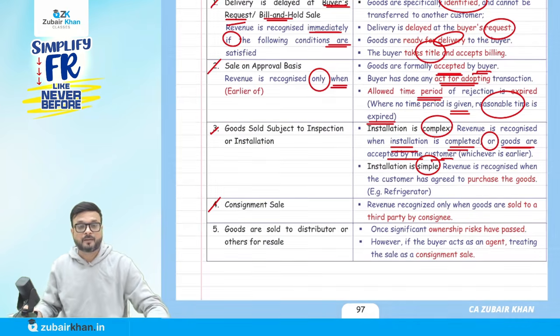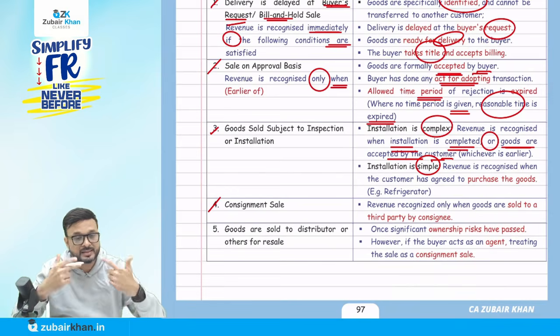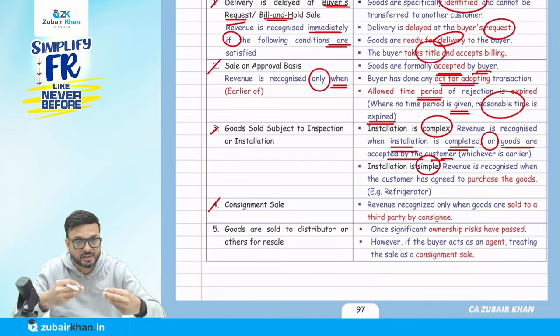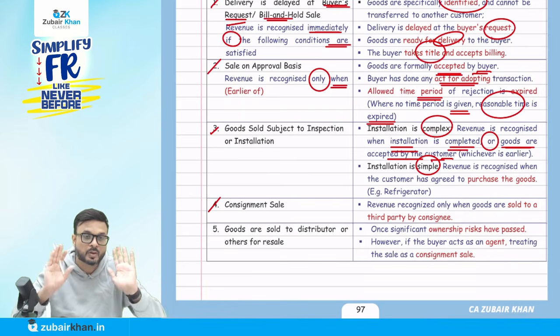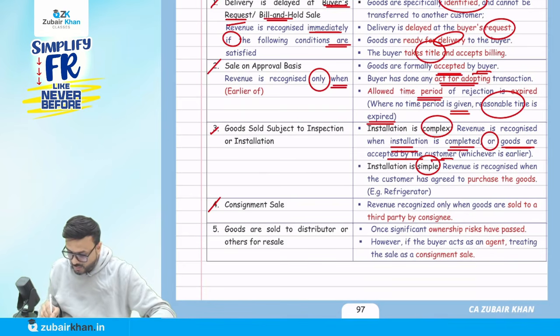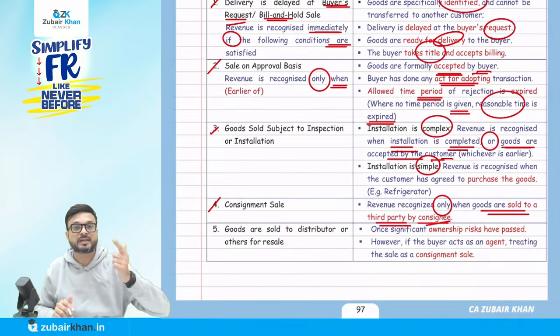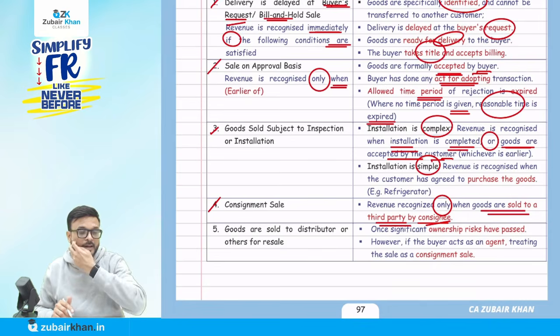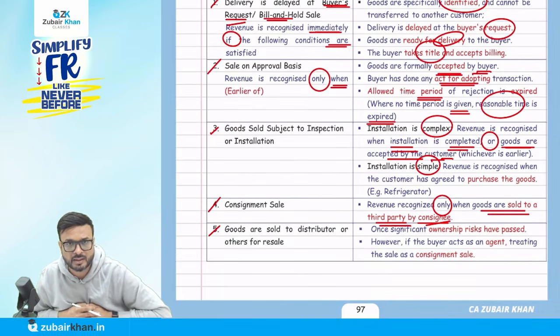Consignment sales now. In case of a consignment, basically the consignor sends the goods to the consignee and the consignee sells to the customer. So when the consignor sends goods to the consignee, it is not recorded as sales because the consignee is playing the role of mediator here. Only when the consignee sells to the third party, then it will be recorded as sales. So revenue is recognized only when the goods are sold to a third party by the consignee.